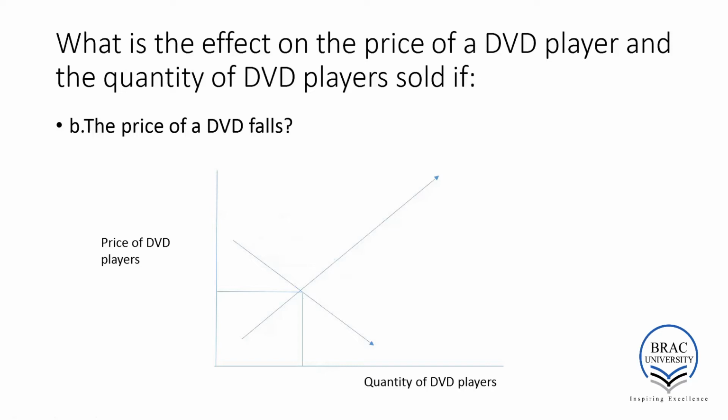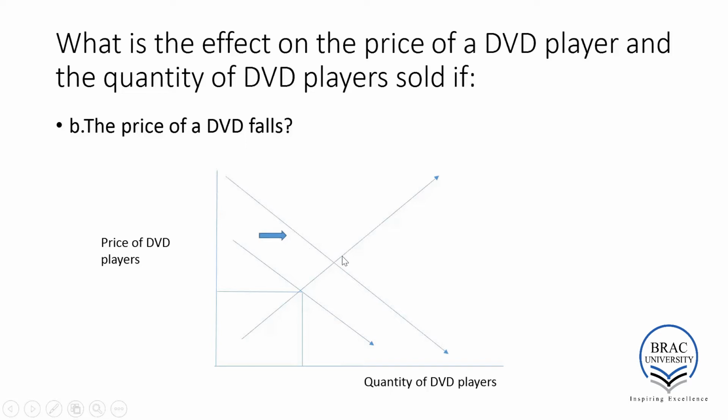Now, what if the price of DVD falls? When the price of DVD falls, it means the quantity demanded for DVDs will increase. So there will be more people demanding DVDs. So more people will need DVD players. In that case, we will have an increase in demand for DVD players. Whenever we have an increase in demand, we shift our demand curve to its right. So here is our new demand curve, and we get our new equilibrium point at the intersection of the new demand curve and the supply curve.